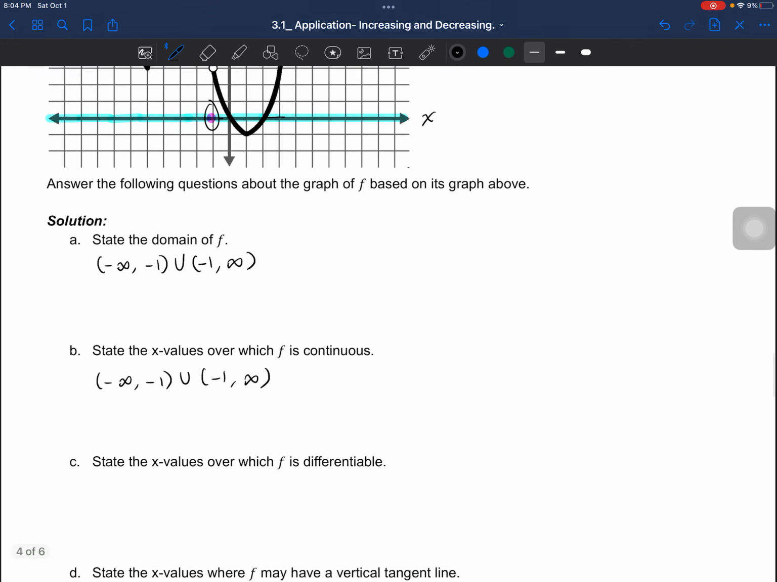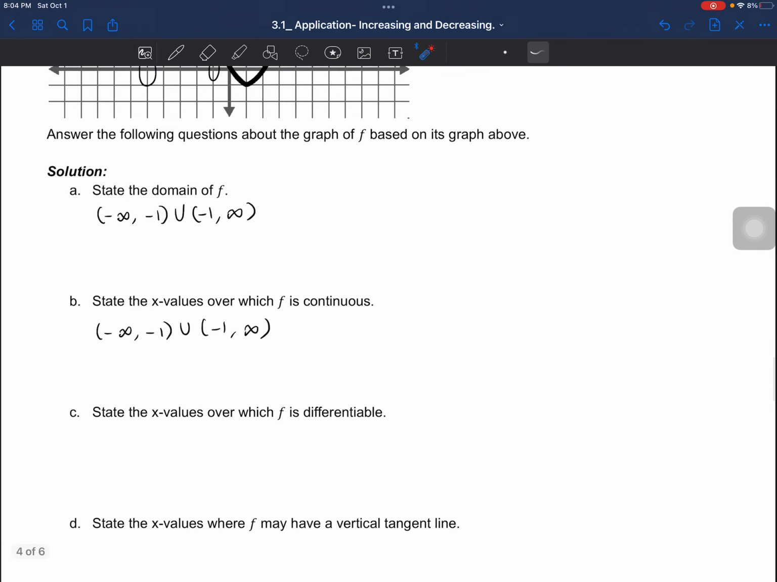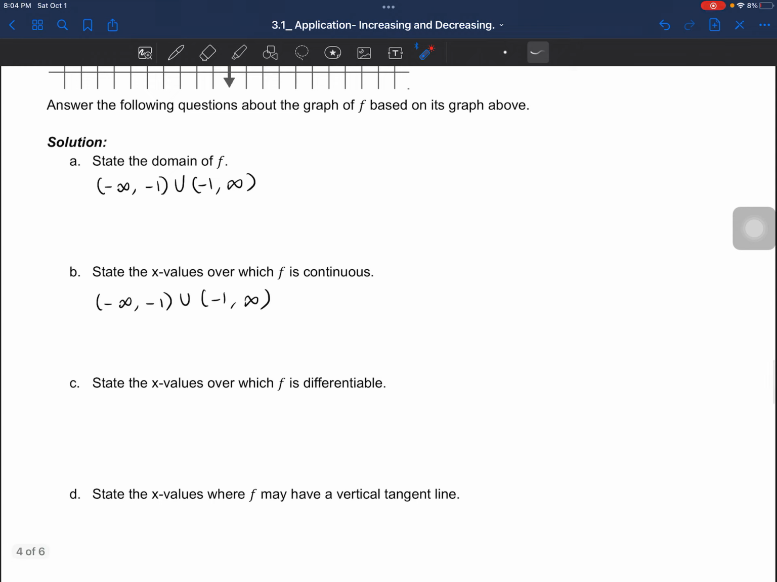Then we're going to find where the function is differentiable, and this is going to be a little more tricky, because it is differentiable almost everywhere, except in two places, here and here. The reason why it's not differentiable here is because there's a corner. Corners are one of the reasons why a function is not differentiable, and also, if the function is not continuous, then it is also not differentiable.